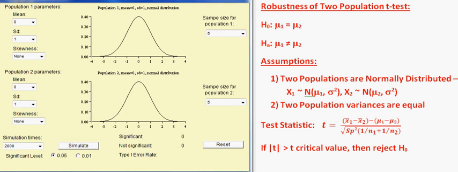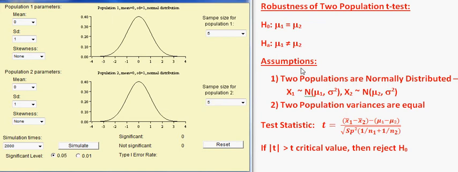So in this session, we are going to cover robustness of the two population t-test. We are using Rice University's demonstration website. So let's start with the test on the right-hand side, the two population t-test. The null hypothesis is that mu1 equals mu2, and the alternative is that they are not equal.